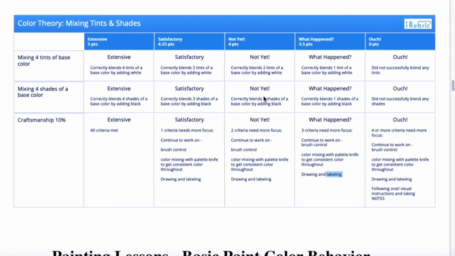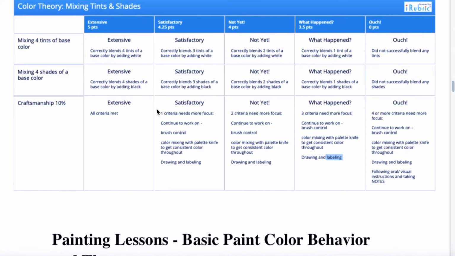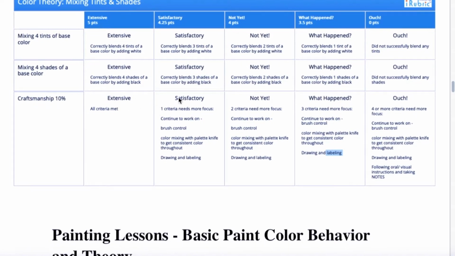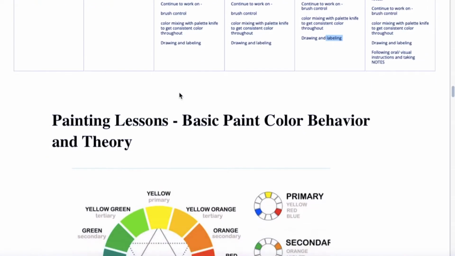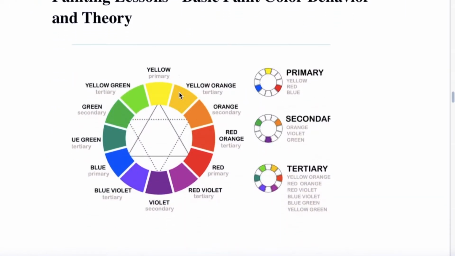Okay, same rubric for tints and shades, but you're using some hue and value, tone, and intensity, but it's the same thing. I want you to correctly blend things, right? Painting lessons here, basic paint color behavior and theory, so you understand what primary colors are and complementary colors.